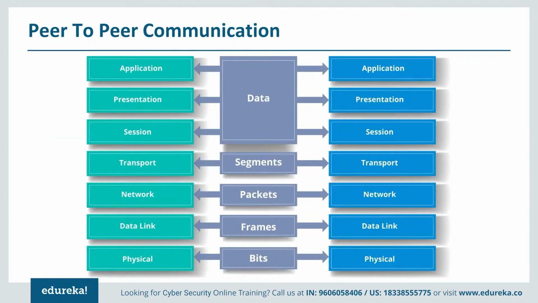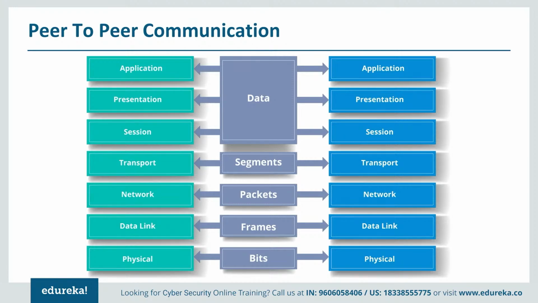So this is how peer-to-peer communication works. The physical layer can understand the physical layer. The data link layer can understand the data link layer, but the word is frames. The data link layer can only read and understand frames. The network layer is for packets, and the transport layer is for segments. And the top 3 layers are considered as data. This is the OSI model.